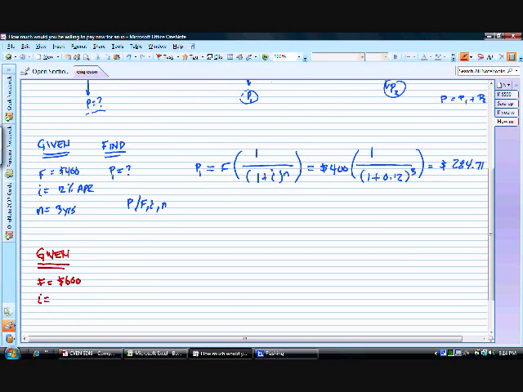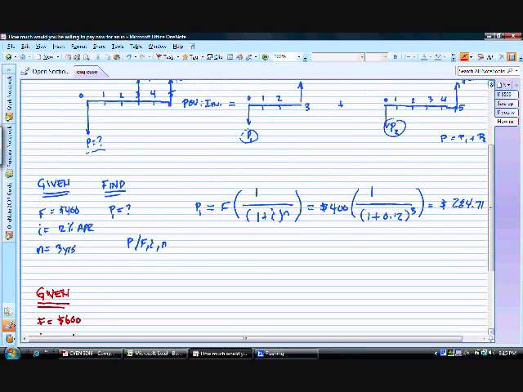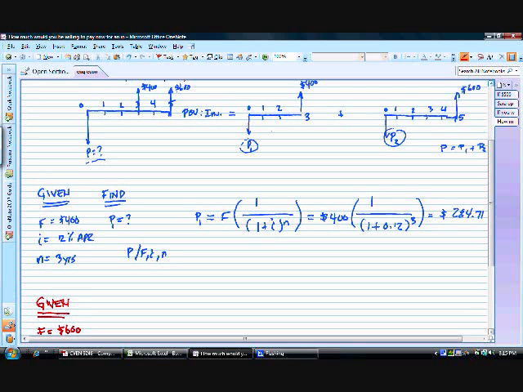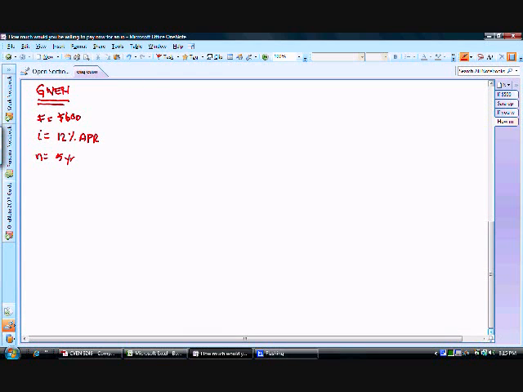We have an I, which is the same as the previous, of 12% APR, 12% per year. And in this case, we have a 5-year investment. So 5 years in the future, we're going to receive this $600. So we need to make sure we use 5 years. And we need to find the present sum of money that's the equivalent of $600 5 years in the future at an interest rate of 12% APR compounded yearly. Okay, same factor, we're given P/F, I, N.